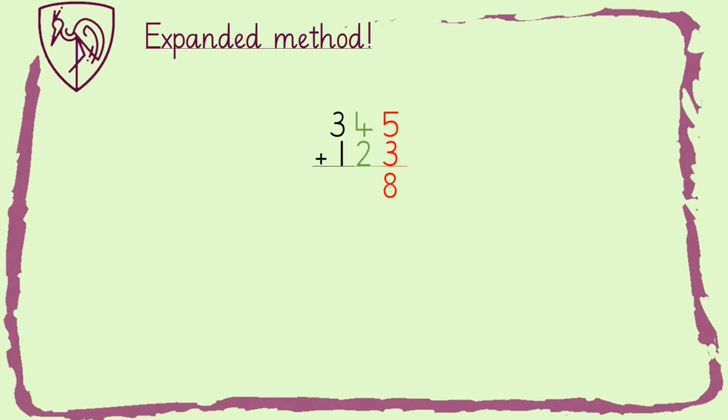We need to remember that this is 4 tens and 2 tens, and that the total of these 2 digits is 60. And the expanded method will show us that as we write it in the next row underneath, like this.